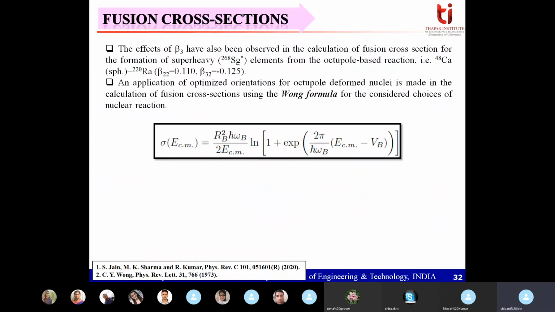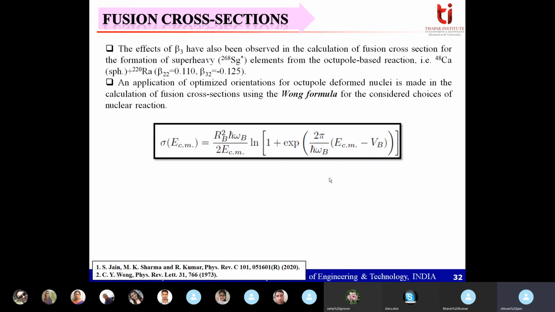So at the last, we have observed the effect of beta 3 in the calculation of fusion cross sections for the formation of superheavy elements, on the basis of octupole based reactions, that is 48 calcium plus 220 radium, and the cross sections are calculated using the Wong formula, which is a function of center of mass energy, barrier height, barrier position, and barrier curvature.